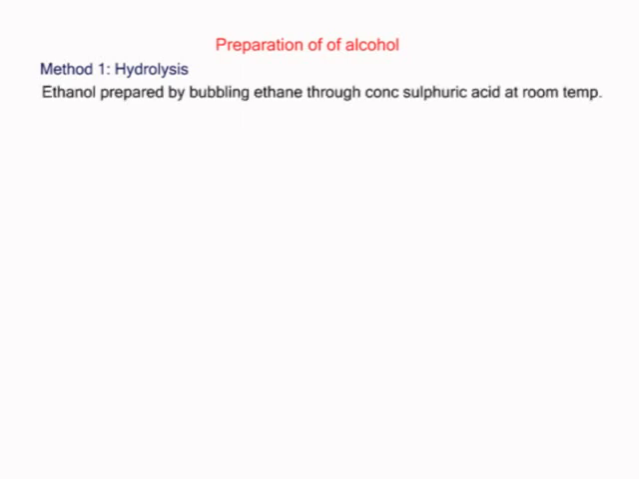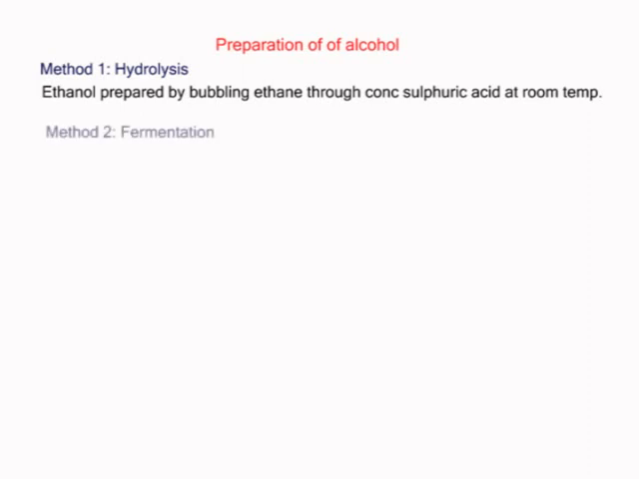Next is preparation of alcohols, and we look at ethanol. Now, ethanol can be prepared using 2 ways. The first method is hydrolysis, and we looked at this in Form 3. And ethanol is prepared by bubbling ethene through concentrated sulfuric acid at room temperature.